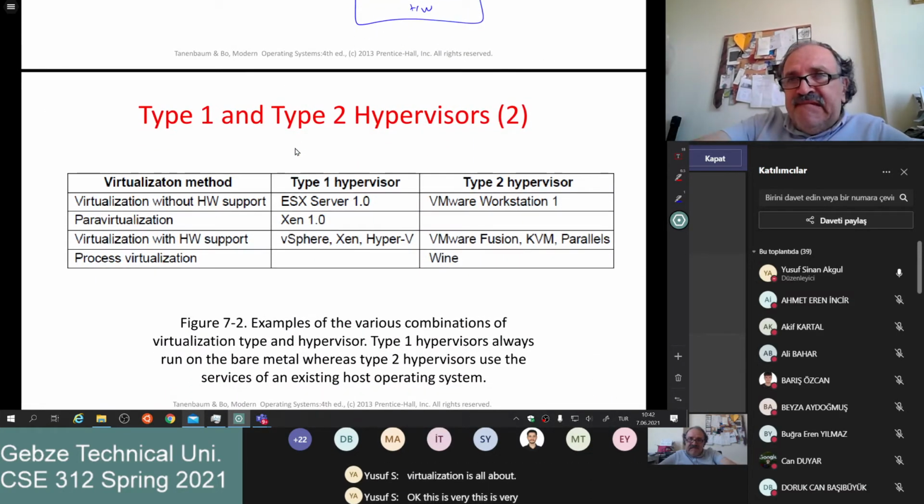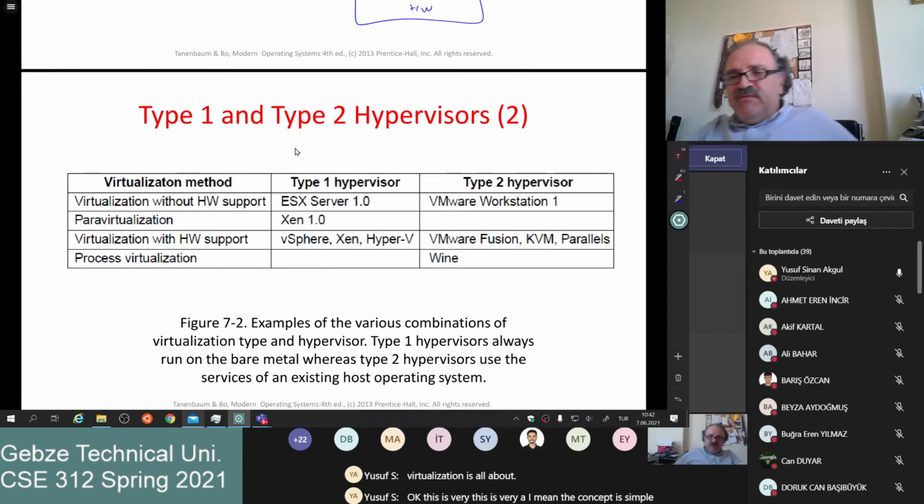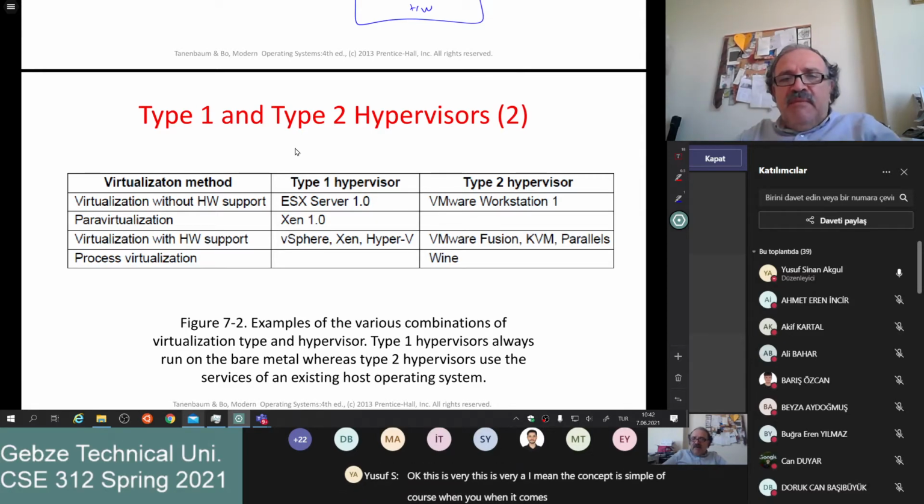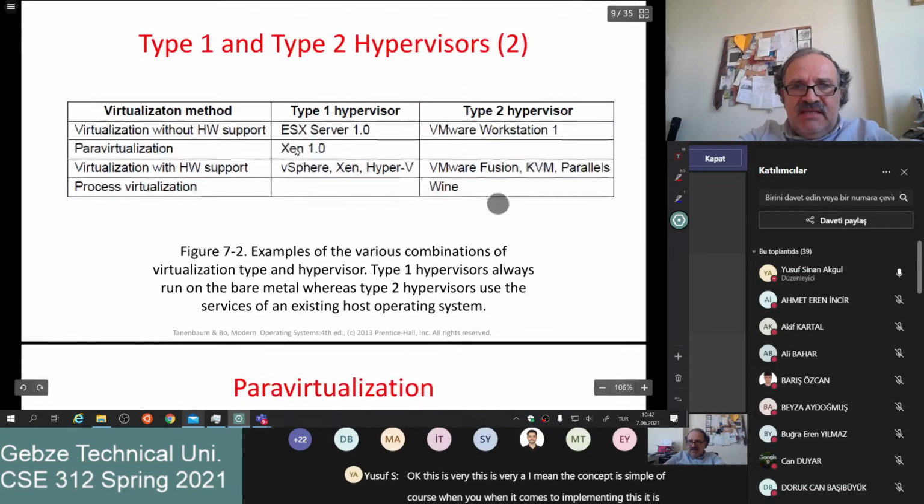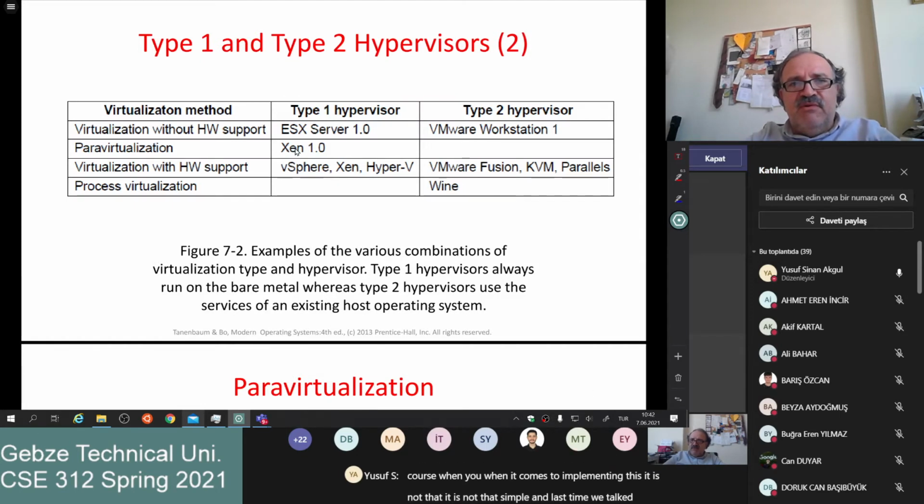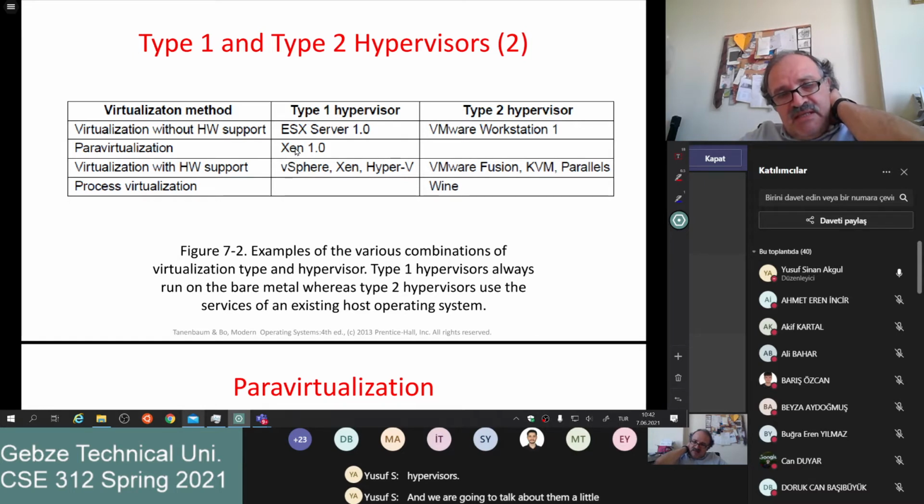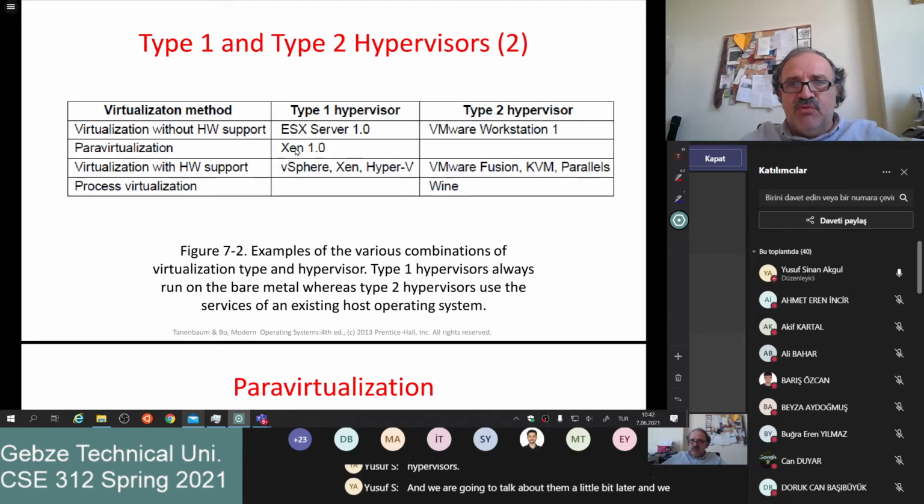Concept-wise it is simple. Of course, when it comes to implementing these, it is not that simple. Last time we talked about the virtualization methods and the types of available virtualization packages: type 1 hypervisors and type 2 hypervisors. We are going to talk about them a little bit later, and we talked about this last time actually, so I'm not going to talk much about it.